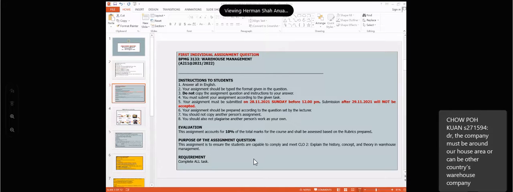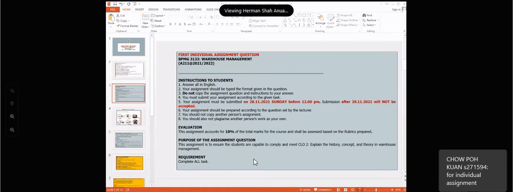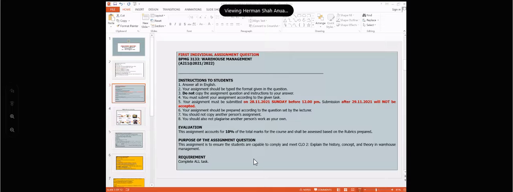That's her job. Instruction to all students: the question will be answered all in English. Your assignment should be typed in the format given in the question. Do not copy to standard. Now we are going to talk about how we are going to evaluate. How would it be on the evaluation?